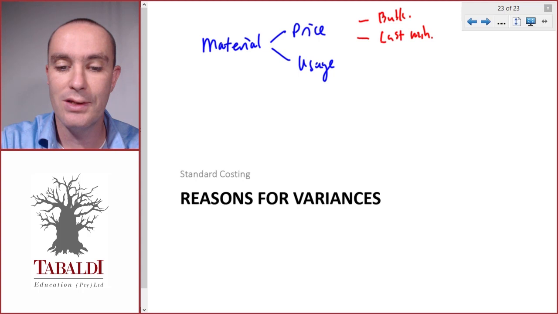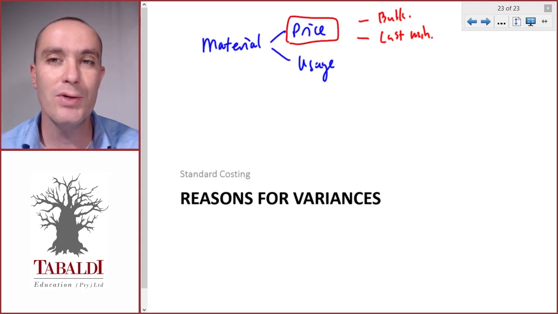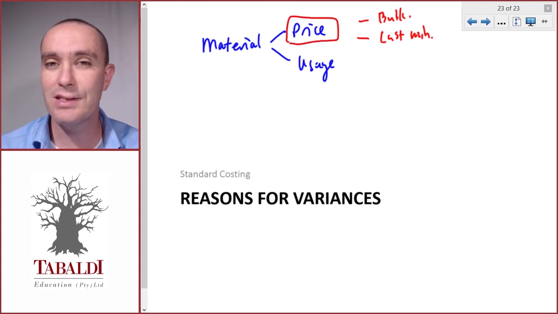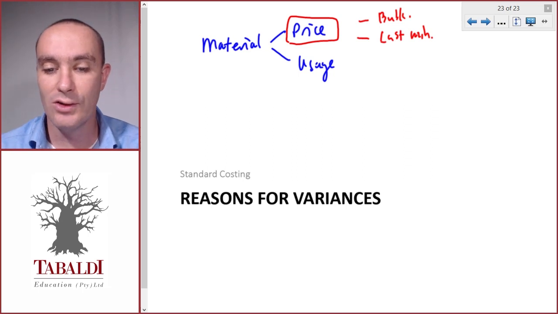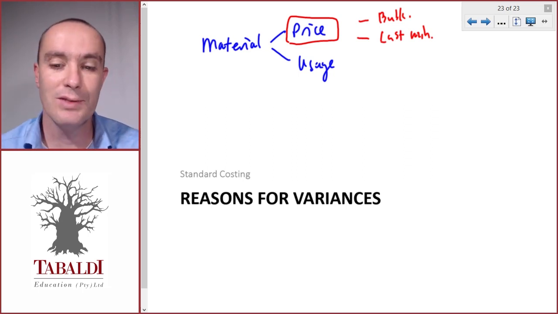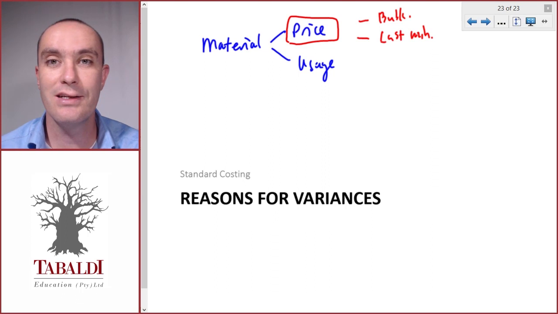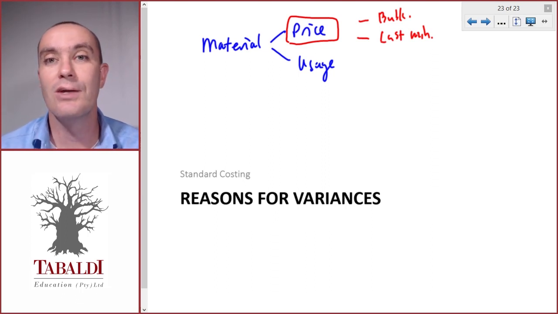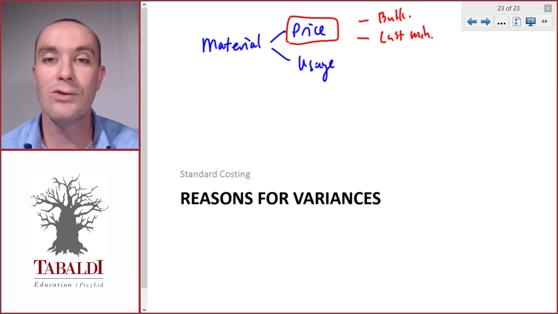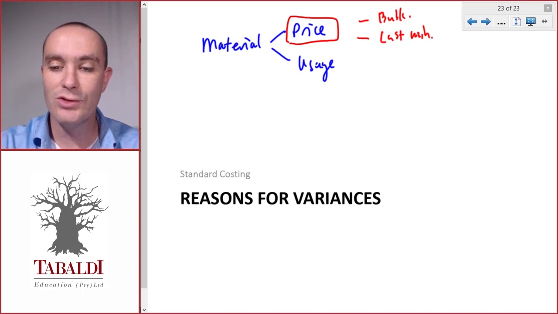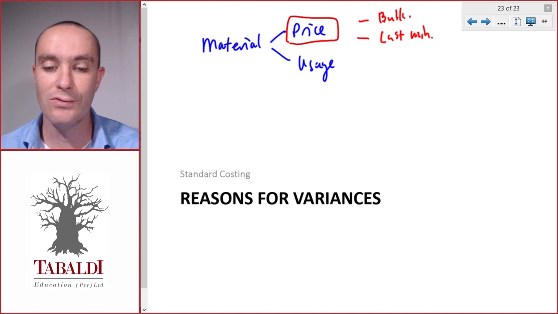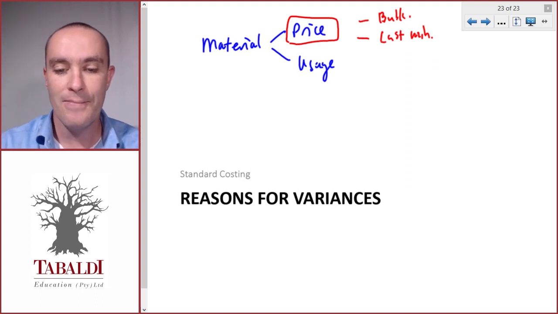Like the responsible person for the price variance would be the purchasing manager. Now if it's within his control, then we can hold him responsible. If it's something like an inflation increase or some price increase for electricity that we didn't expect, then we can't really hold that person responsible. But it's good then to identify what was the reason for that specific variance.